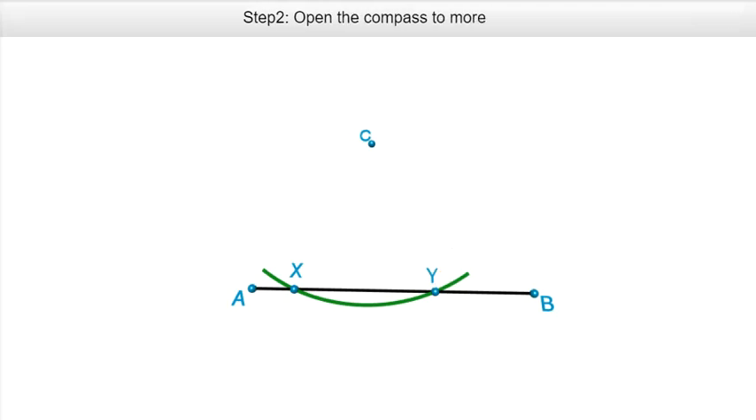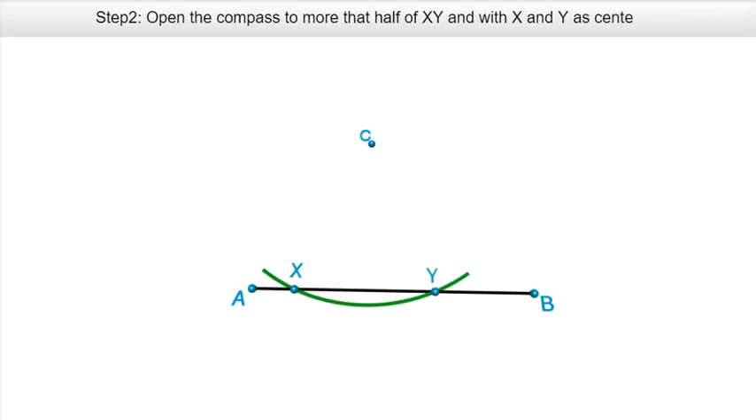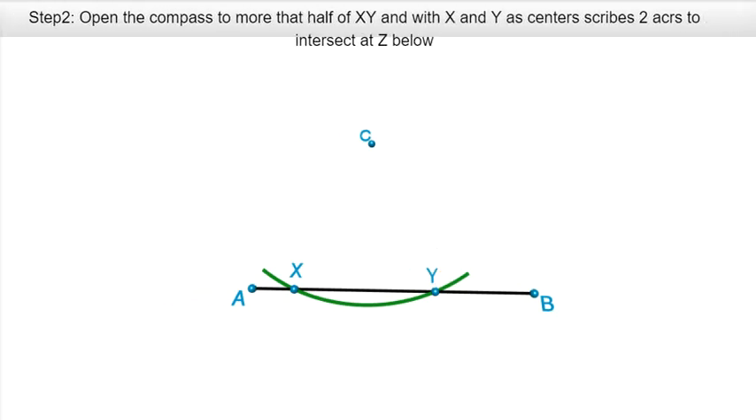So again, what did I do? To get X and Y, I open my compass to a suitable radius. Then with C as center, I scribe my arc, and I had to ensure that that arc would cut the line AB at 2 points. I do not scribe the arc unless I'm sure it's going to cut AB at 2 points.